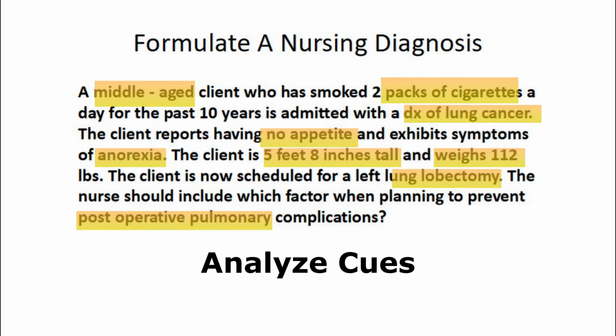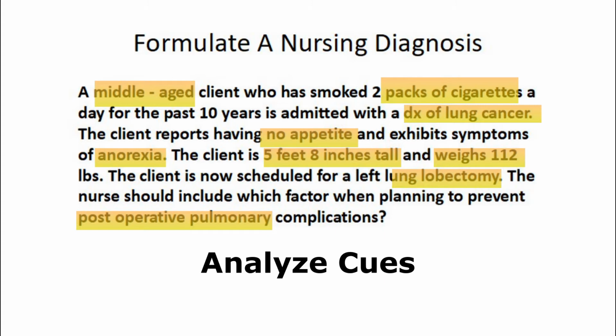But we can see that we only have enough information to do the inadequate nutrition, right? We can't do impaired gas exchange. Although this person smokes 2 packs of cigarettes a day, there's not enough information in the question to use the diagnosis of impaired gas exchange.